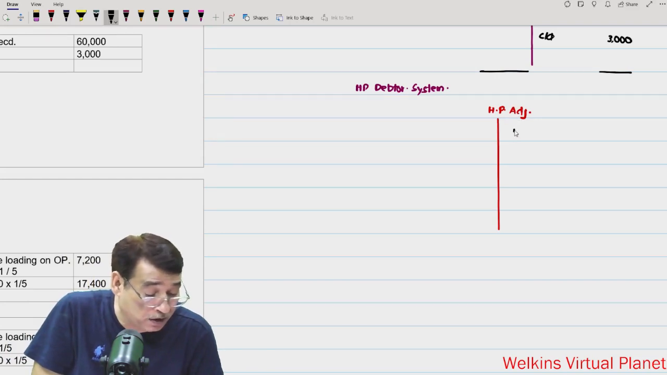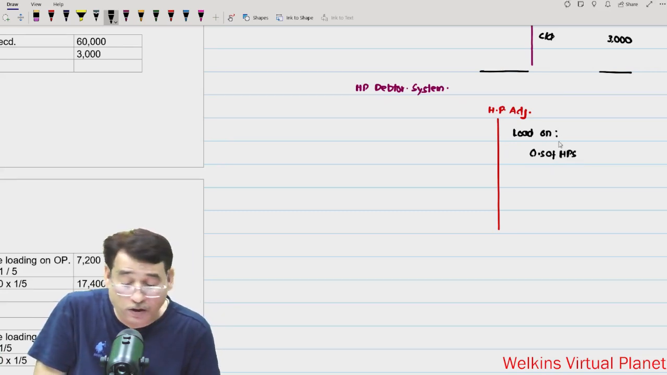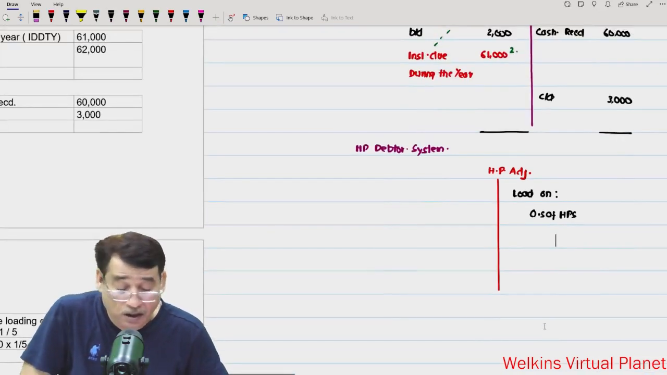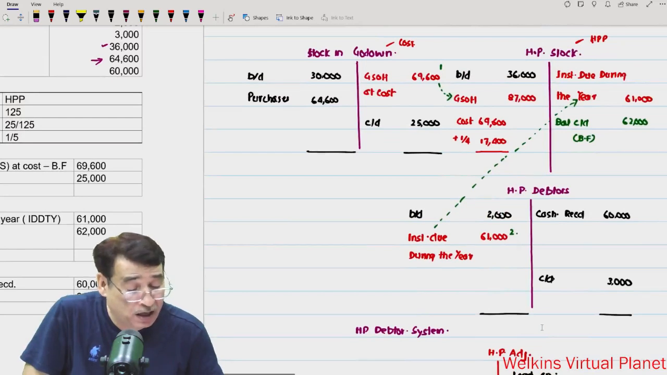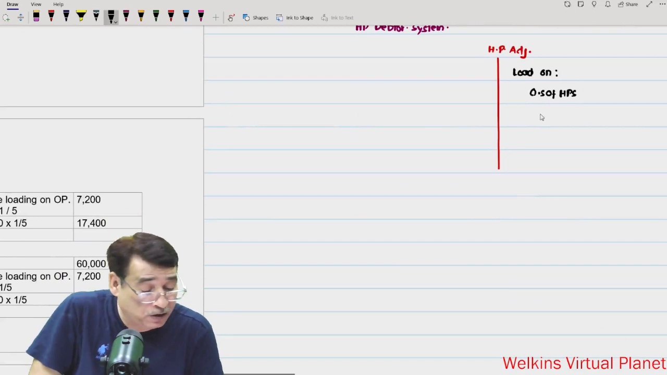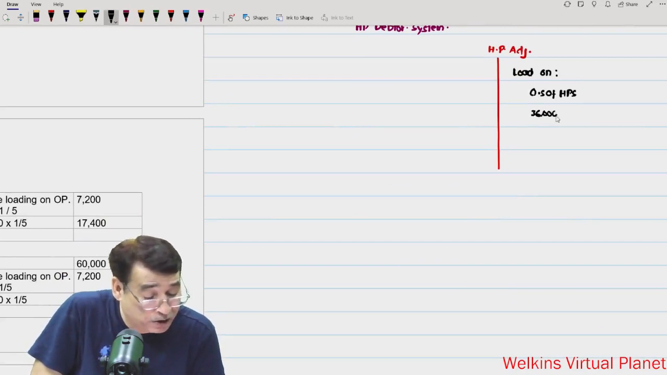Opening stock is there. I will write over here load on opening stock of hire purchase stock account. Now, opening stock in this particular case of hire purchase stock account I think was 36,000, right? It is 36,000 and closing is 62. So 36,000. This is at hire purchase price.